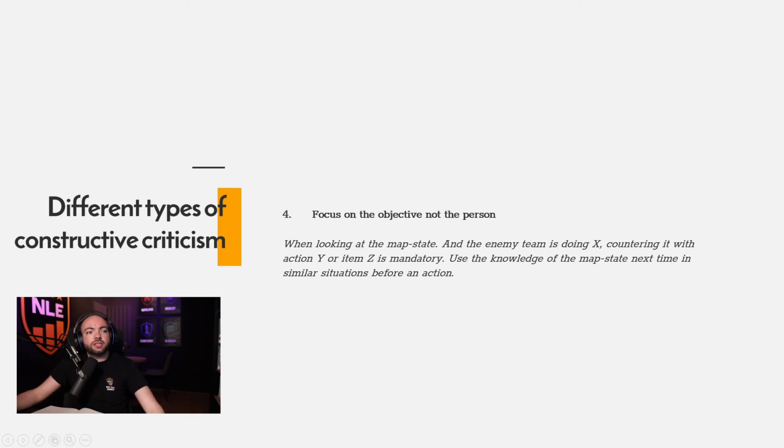So number 4 is focus on the objective, not the person. When looking at the map state and the enemy team is doing X, countering it with action Y or item Z is mandatory. Use the knowledge of the map state next time in similar situations before an action. So this focuses on the objective, the game elements themselves, and what is objectively played out in the game or in the VOD view, what is foreseeable.